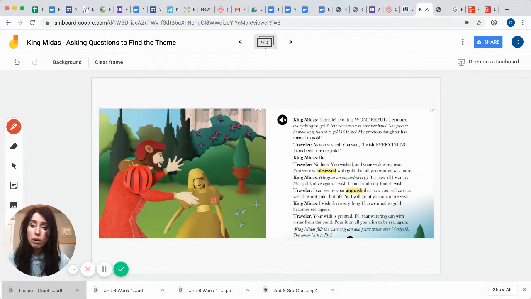And he was so upset with himself. He had what's called anguish. And he was no longer obsessed with touching things and making them gold, because now he realized the most important thing in his life, didn't he?